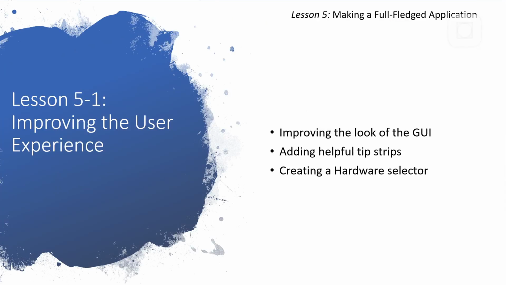Lesson 5-1, we're improving the user experience. We'll be improving the look of the GUI, adding helpful tip strips, which show up when you hover over a button in LabVIEW, which can help the user know what the button actually does. You can't just convey everything with the button label. And then at the end, we'll make a hardware selector pop up so that when you run it, you can select which hardware you have connected, or if you don't have any connected, you can choose the simulator.